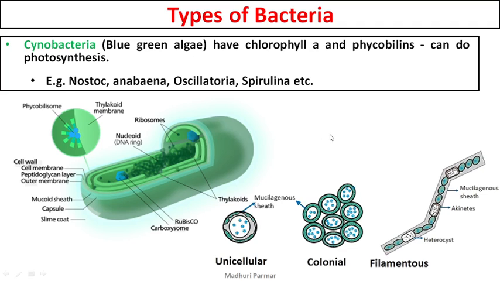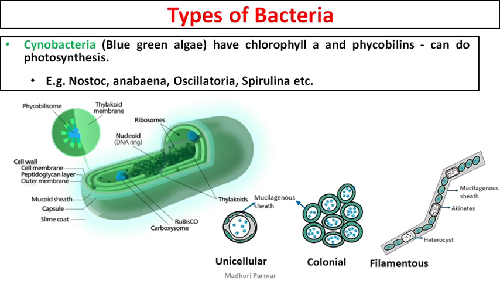Now we are discussing types of bacteria. So apart from the normal bacteria, the eubacteria, you have cyanobacteria or blue-green algae. They are called blue-green algae because people used to think that they are algae, but actually they are not. They are bacteria. They have chlorophyll A. Remember, you have different types of chlorophyll, A, B, and a lot more.